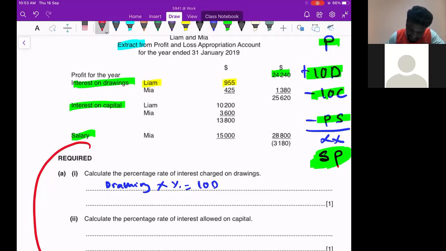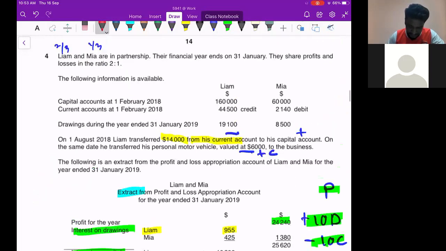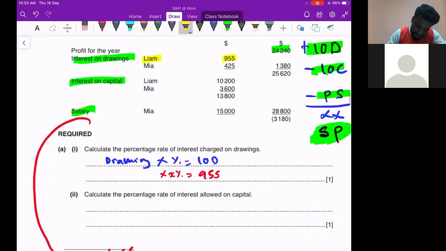Interest is 955, so my answer is 955 equals drawings times X percent. I don't know, let it be X. How much is Liam's drawing? Liam's drawing is 19,100. 19,100 times what? I will get 955. If you want to take Mia also can, it's up to you. Both will give you the same answer.